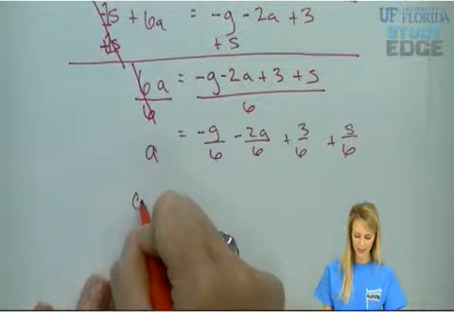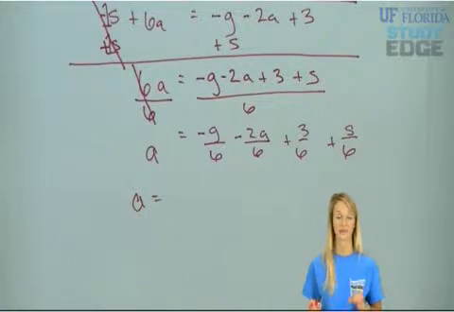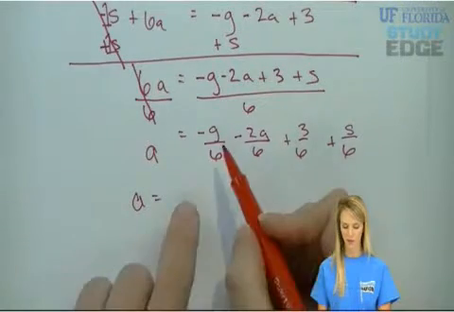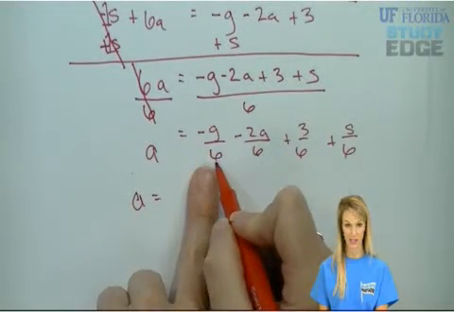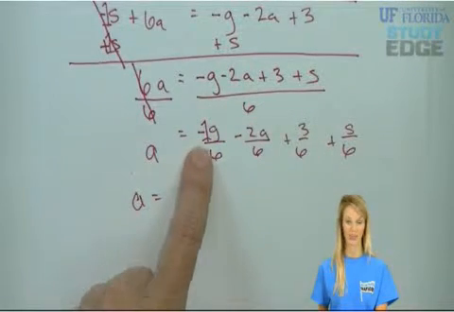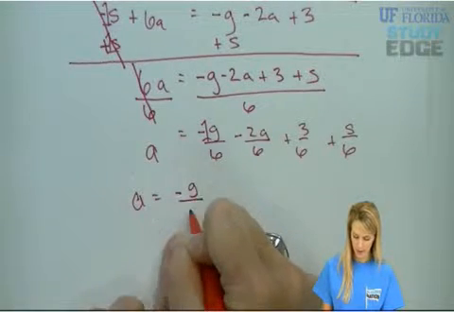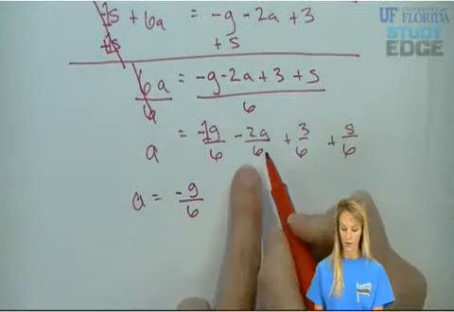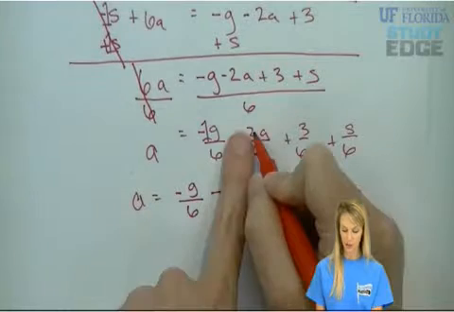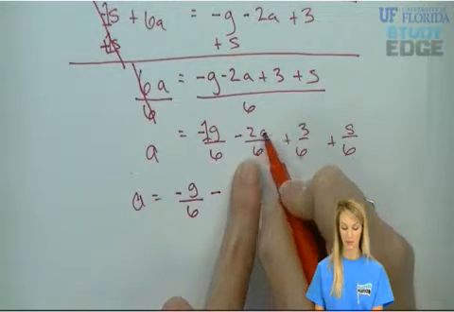Well, let's see if we can simplify, because I know we have A by itself now, but we always want our final answer to be as simplified as possible. We have a negative G over 6. Really, that's a negative 1G over 6, right? Can that be simplified? No. So we can just write that, negative G over 6. Okay, minus 2A over 6.